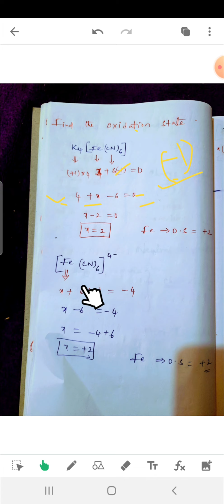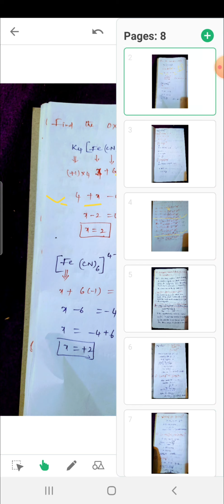Like this you have to write down. So x minus 6 is equal to the charge. Equal to the other side, here we write the charge that is given here. x - 6 sent to this side, plus 6, -4 plus 6 here. What is happening? x equals plus 2 here. The central atom oxidation number is plus 2.